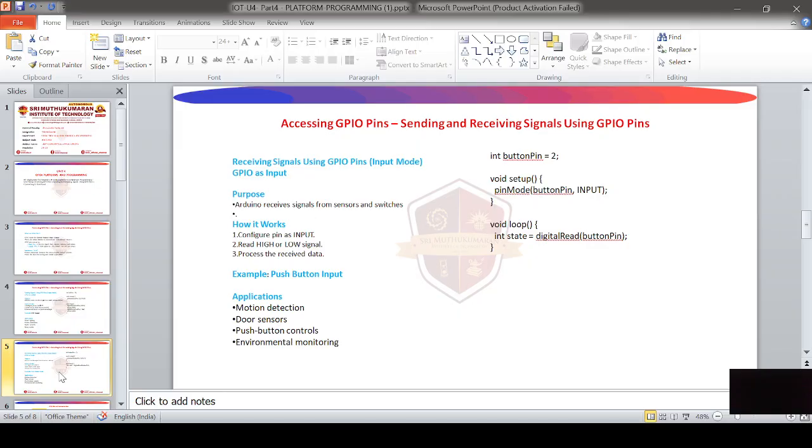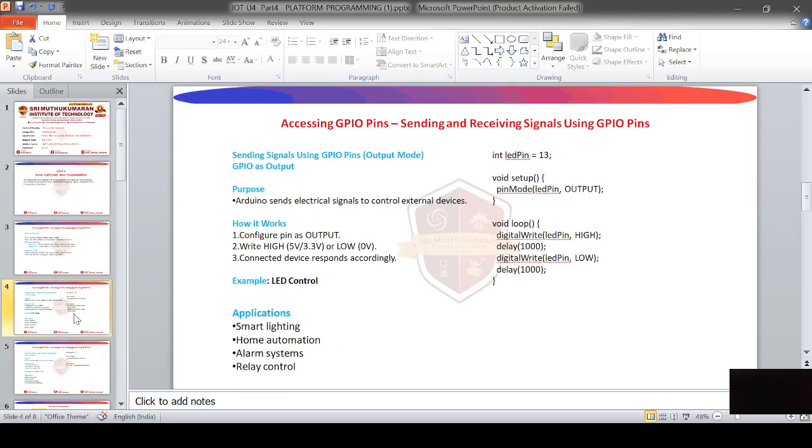In void loop, int state = digitalRead(buttonPin). Whatever we receive, the microcontroller has to be able to read, so we use the digitalRead function with buttonPin in brackets. Whatever input comes on the button pin, we read it. This is one classic example of how a GPIO pin acts in input mode.